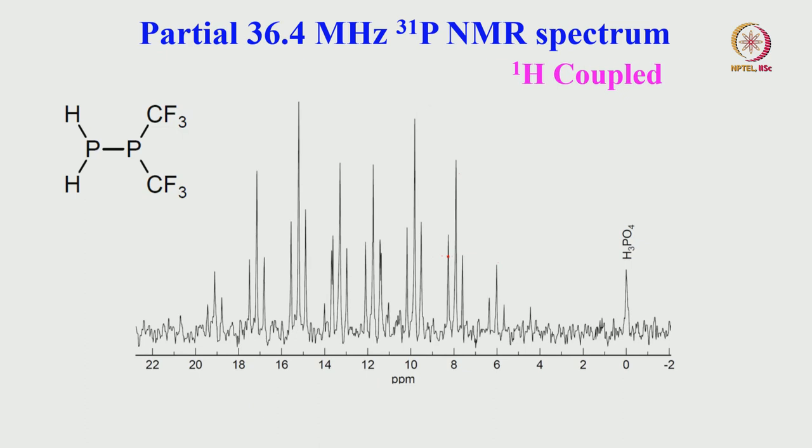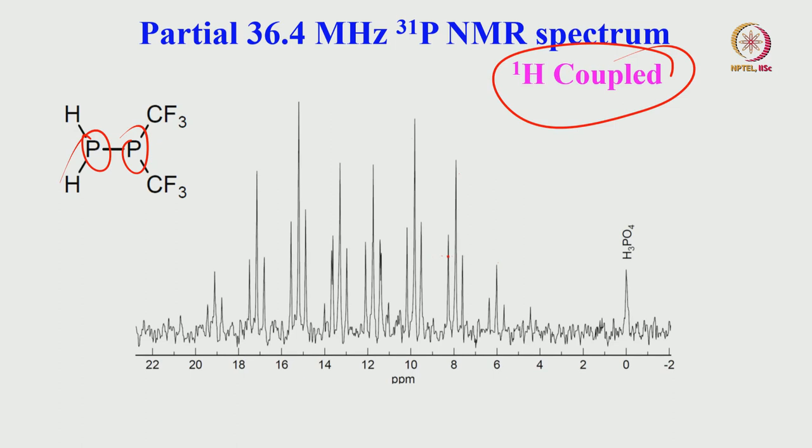Partial spectrum is shown here, but remember it is proton coupled. It is very explicitly written here. What is the meaning of that? Now there are two phosphorus, both are chemically inequivalent. This phosphorus is different, this phosphorus is different. Each of these phosphorus can experience coupling with protons and fluorine.